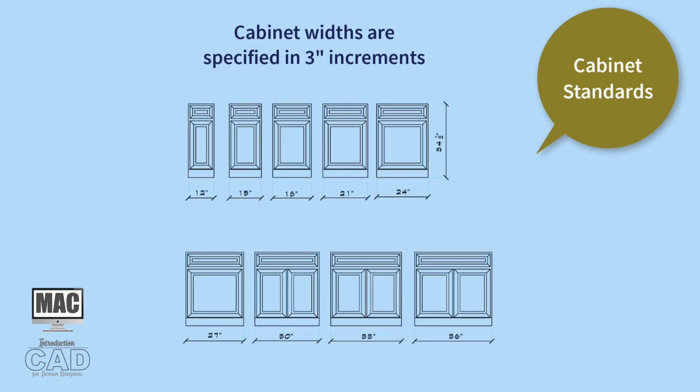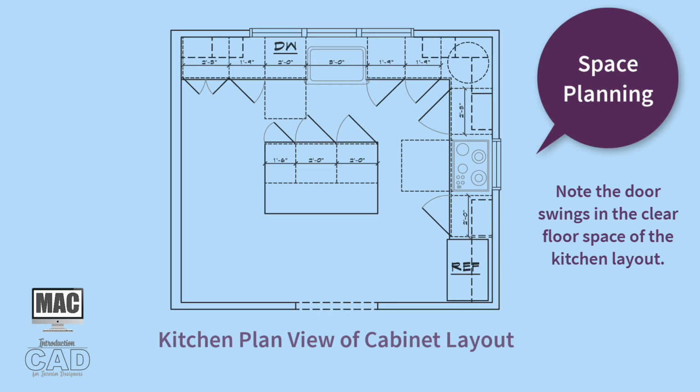Based on our understanding of the industry design standards from the cabinetry video, we know that kitchen cabinets are manufactured in 3-inch wide increments. Cabinets 30 inches wide and larger require 2 doors. Why would you specify 2 doors per cabinet rather than a single door? Consider the following space planning graphic. Notice how much clear floor space is taken up by the door swing of a larger cabinet with a single door. We'll touch base on these type of design considerations in an upcoming exercise.